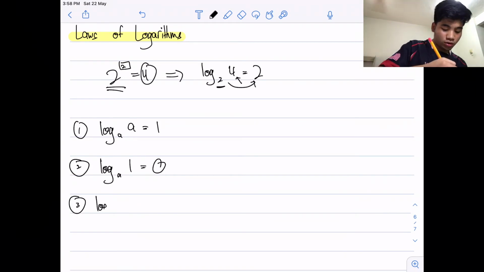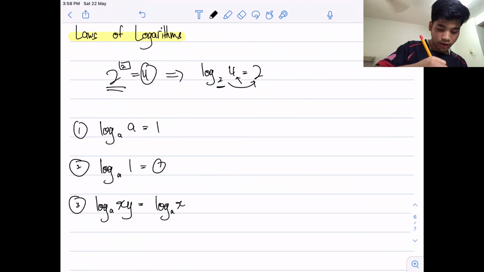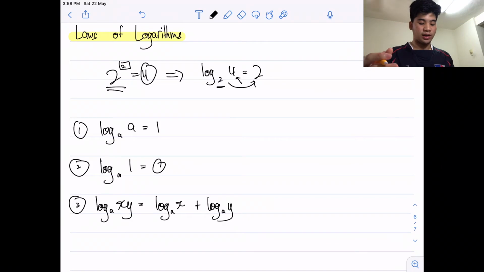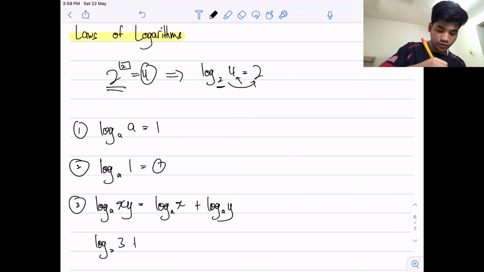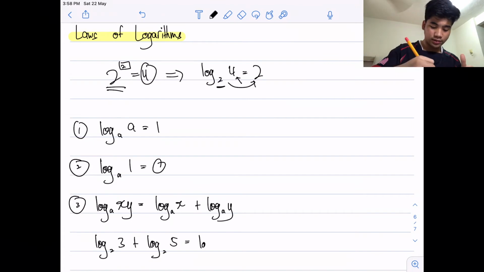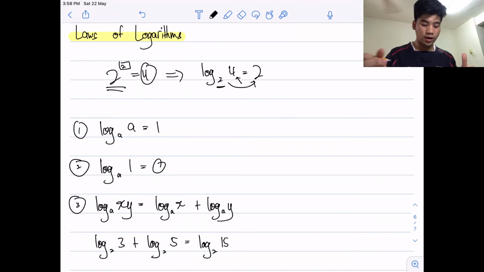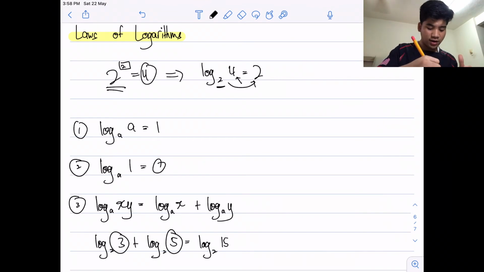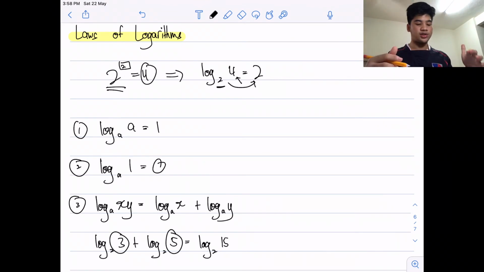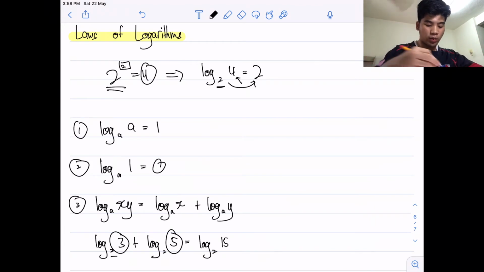Now let's look at the third law. We have log a xy equals log a x plus log a y. So this is basically like the multiplication law of log. Let's say you've been given log 2 3 plus log 2 5. This could be written again as log 2 15. So it's saying that the number 3 over here has to be multiplied with the number 5 over here. Just keep in mind that this law only applies when the bases are the same. So if it was, say, log 2 3 plus log 3 5, you couldn't use this rule.